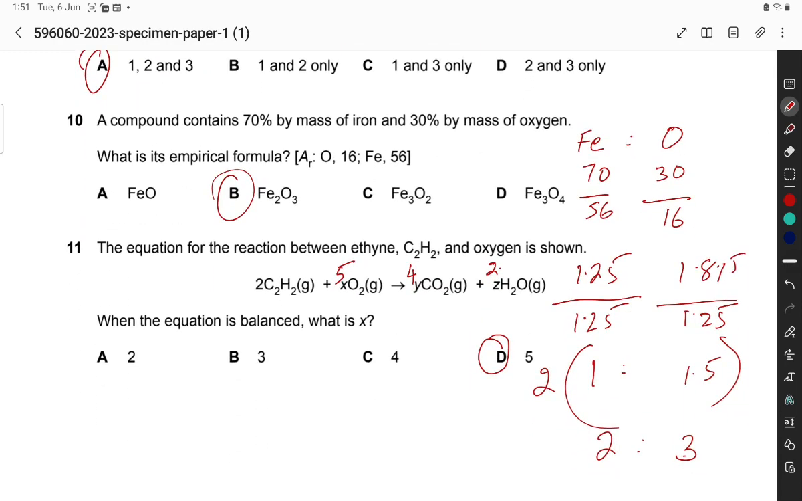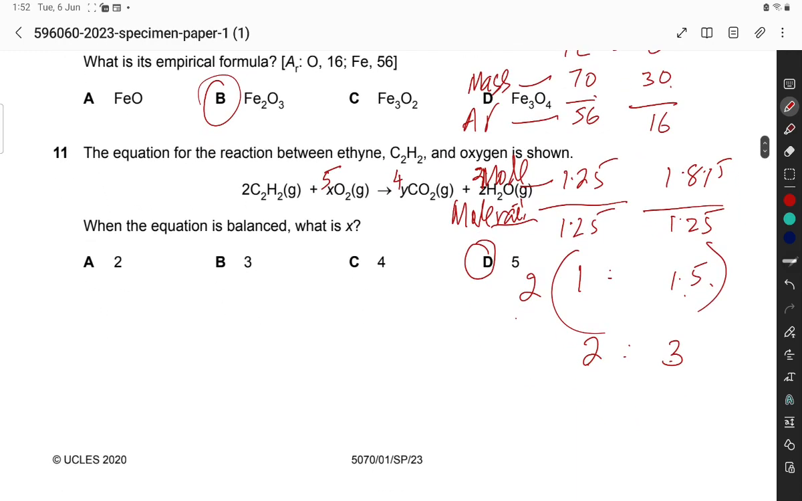Question number 10. A compound contains 70% by mass of iron and 30% by mass of oxygen. What is the empirical formula? Iron has 70%, oxygen has 30% mass. So calculate the empirical formula like this. This is mass, this is Ar, this is mole, and in this way we find the mole ratio. Mole ratio is 1:1.5. So this is 1.5, the whole ratio is multiplied by 2. So in this way 2:3. The option is B.